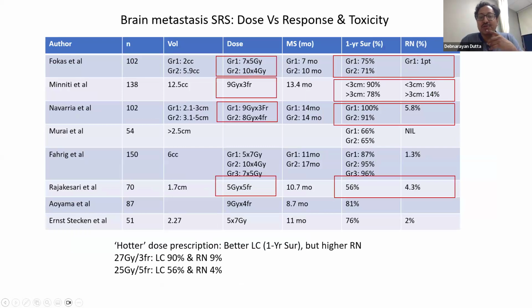See, now if you give 25 gray in 5 fractions, it is really interesting, and neurosurgeons should know that if you are giving 25 in 5 like this, then the response rate is only 56%, but radiation necrosis is 4% only. But if you give 9 gray in 3 fractions or 24 gray in a single fraction, then response is 90%, but the radiation necrosis risk is around 9 to 10%. So you take that chance of radiation necrosis about 10%, where only 2 to 3% are symptomatic, 8% are asymptomatic. Only radiological, there is radiation necrosis, but the response rate is 80 to 90%.